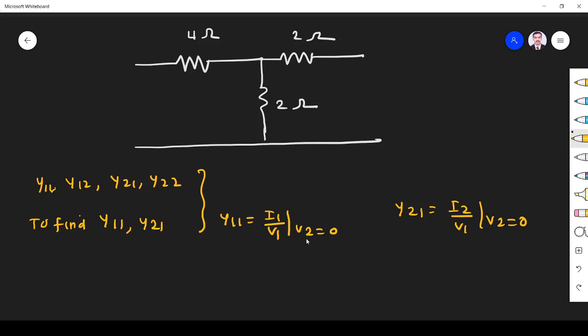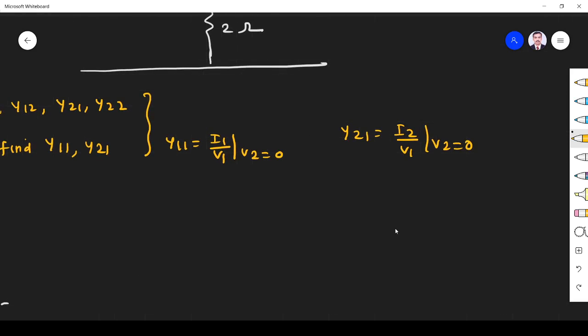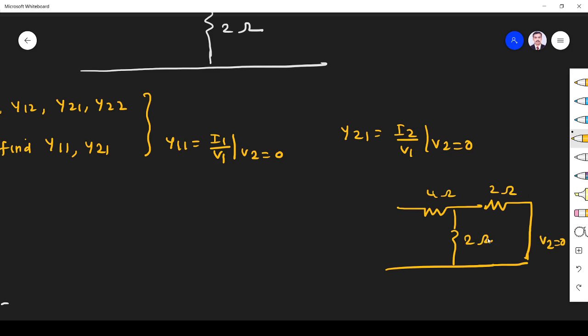To find these parameters, we have to short the output. V2 is the output voltage. We have to short the output and keep the input current possible. So how are we going to do it? Short the output, V2 equals 0. This is the given circuit. Short the output, so now V2 is 0. 4 ohm, 2 ohm, 2 ohm, they are given. Keep the input current on.